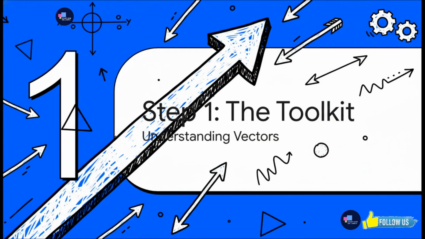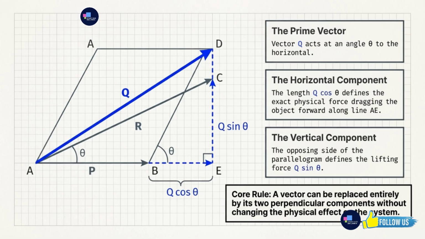Okay, first things first. Step 1, the basic toolkit. You see, before we can solve any of these big problems, we have to be comfortable with our main tool. And in mechanics, our main tool is the vector. Now have a look at this. You've got a force, let's call it Q, pulling at an angle. The most important skill you need is to be able to split this one diagonal force into 2 simpler parts, one that pulls purely sideways, horizontally, and one that pulls purely upwards, vertically.